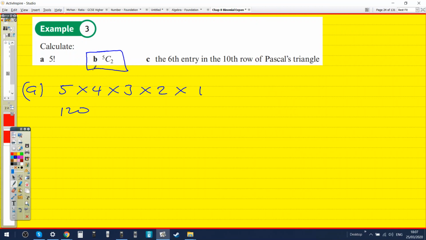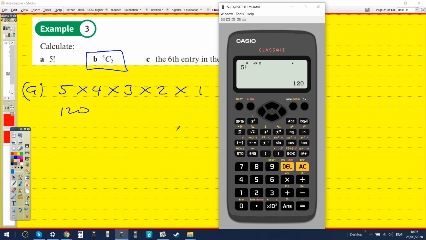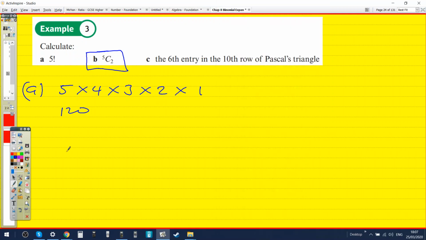This thing, 5C2. 5 shift division sign for the C. And then 2, 5 choose 2. I hear the kids say, I don't know what the C stands for, is 10. Where does that come from? That comes from 5 factorial divided by 2 factorial.